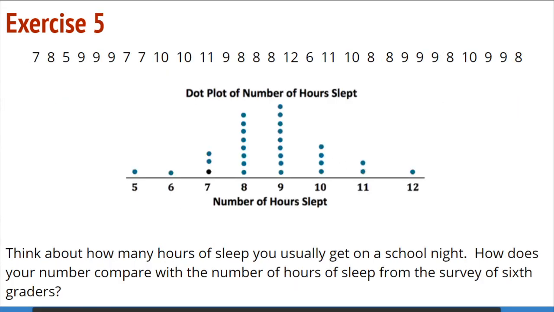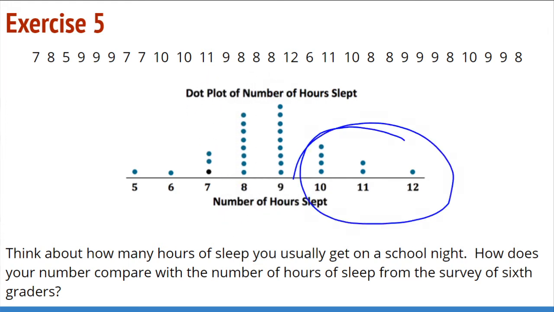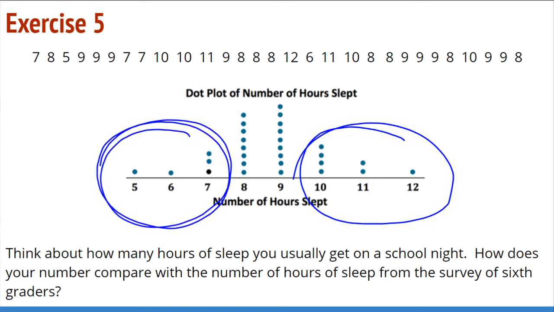Come back here. There we go. Think about how many hours of sleep you usually get on a school night. How does your number compare with the number of hours of sleep from the survey of 6th graders? So this is where you would do a little bit of comparison. Each student's answer is going to be unique. However, you would probably say my hours of sleep are about the same, so you're probably in that 8 or 9 range. You could say that your number of hours of sleep is more than what they usually get, or you could say your number of hours of sleep is less than what they usually get.